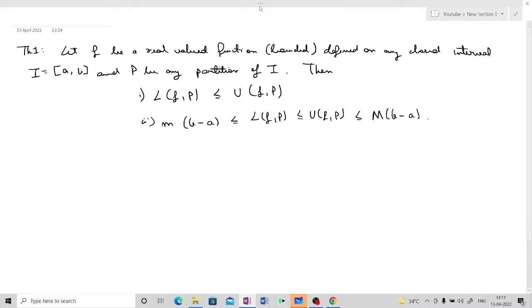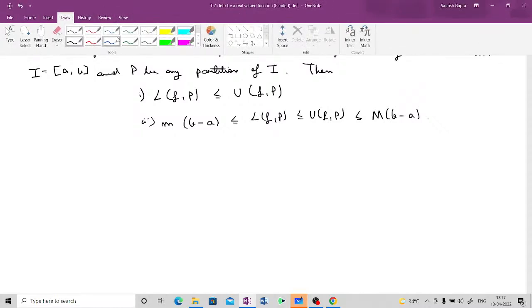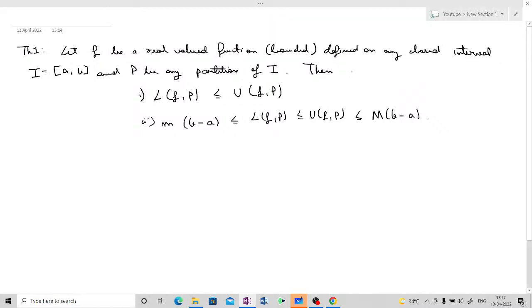Proving this theorem is quite easy. Okay, so let's check the proof of this theorem.